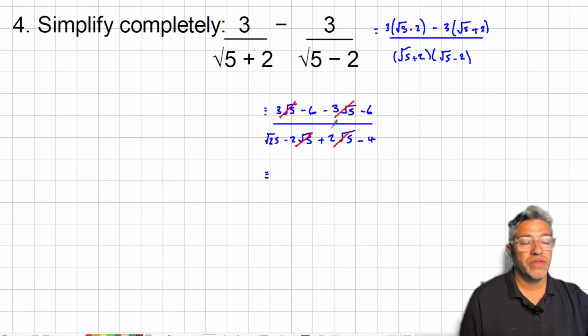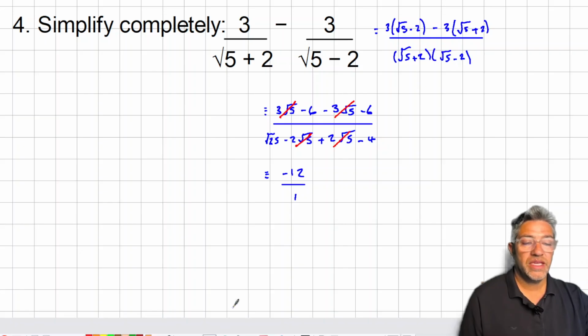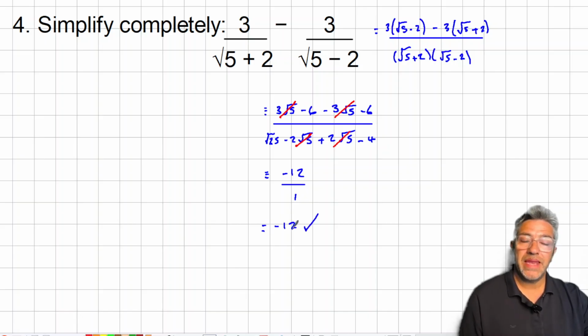So what am I left with? On the numerator, negative 6 subtract 6, negative 12. In my denominator, the square root of 25 is 5. 5 take away 4 is 1. So I'm actually left with negative 12 divide 1, which is quite simply negative 12.